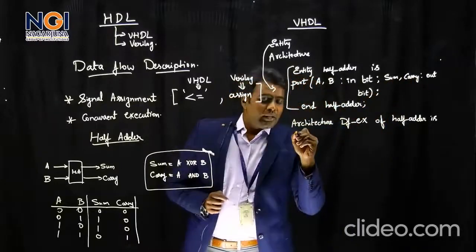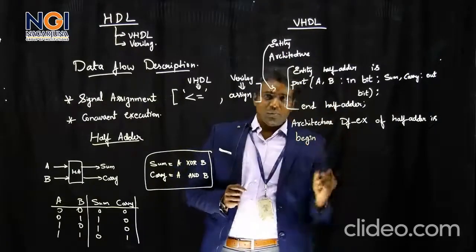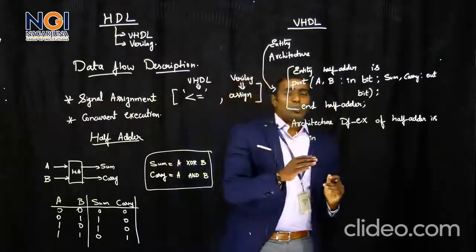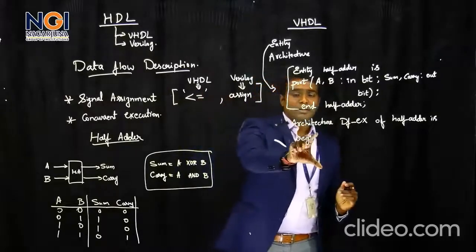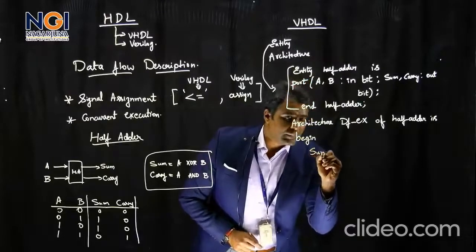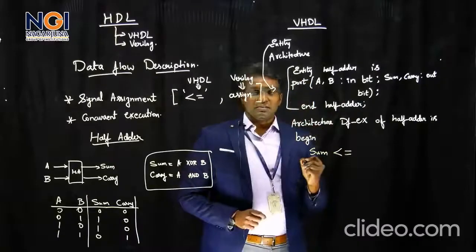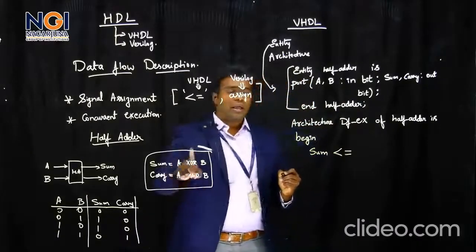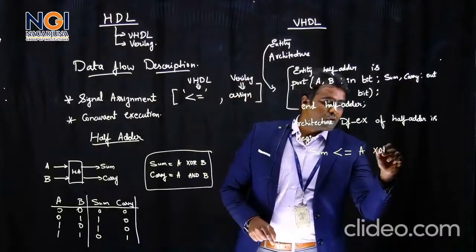Now the second part of your architecture starts with begin. Now clearly show the data flow description, that is signal assignment, appearing in this architecture part. So declare your sum relation by writing the signal assignment operator like this: sum is equal to A XOR B.